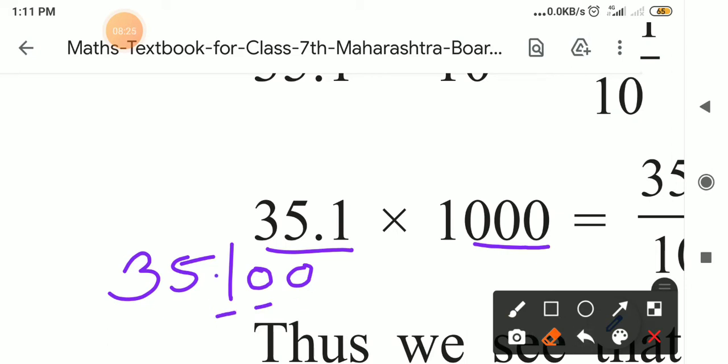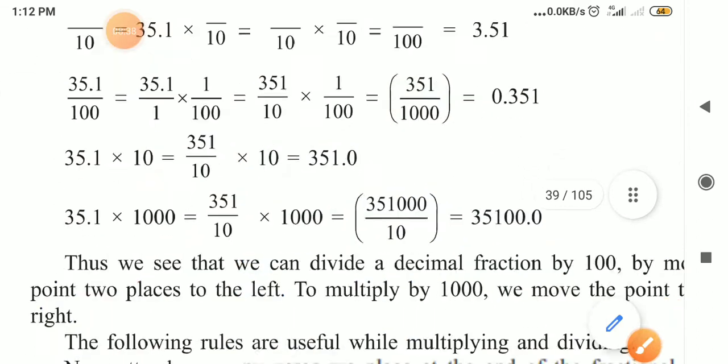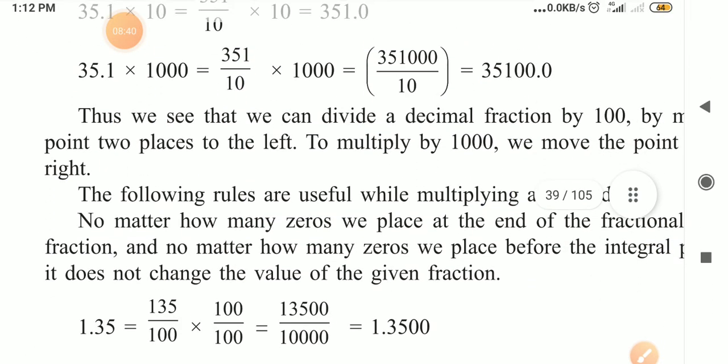So the answer of this question is 35,100. Sorry, wait, I removed the point from where it came. Okay, so 35,100 is the answer. In this way, this is the let's recall question.